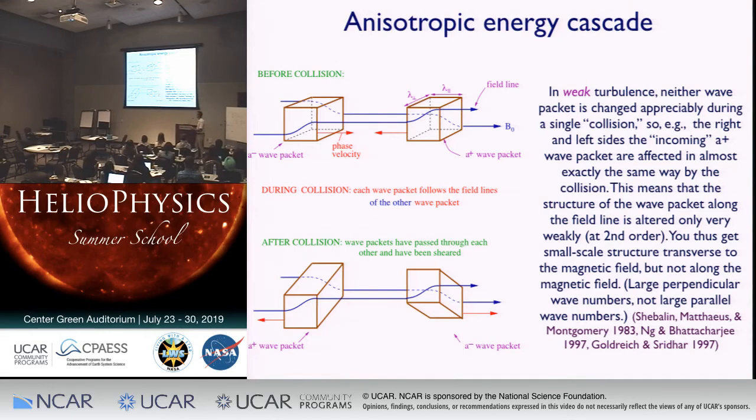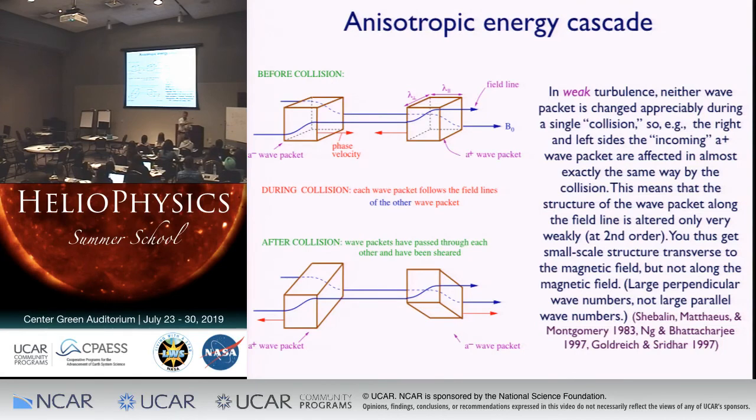Now, when that happens, what does that mean? It means that you cannot change the parallel structure of the wave packet. The front gets changed in the same way as the back. But you can shear it in the plane perpendicular to the background magnetic field. And what that means, this is actually another critical point about MHD turbulence, is that when we talk about a cascade of energy in MHD turbulence, it's not like hydrodynamic turbulence. In hydrodynamic turbulence, you're breaking up eddies into smaller eddies. And if you had just homogeneous hydrodynamic turbulence, there's no preferred direction. It's very different in MHD turbulence.